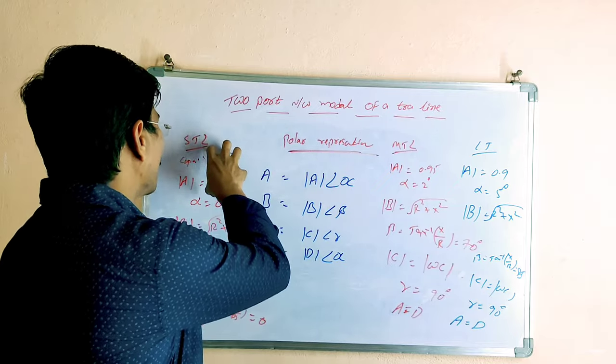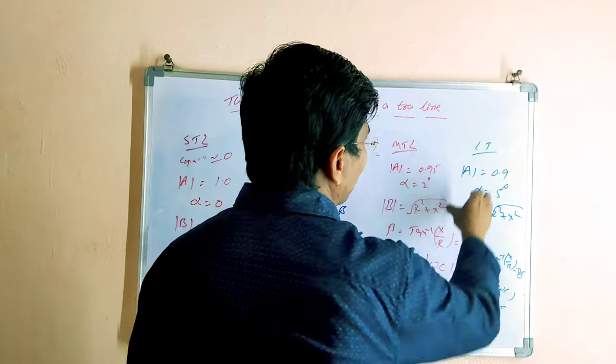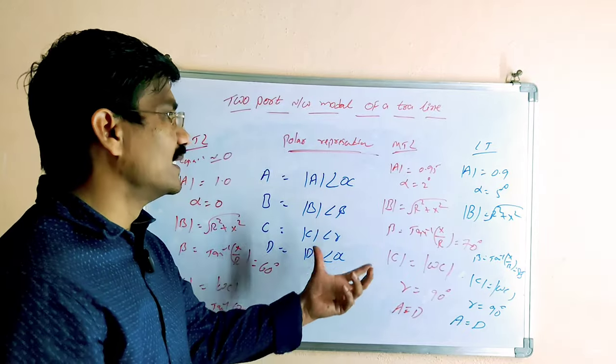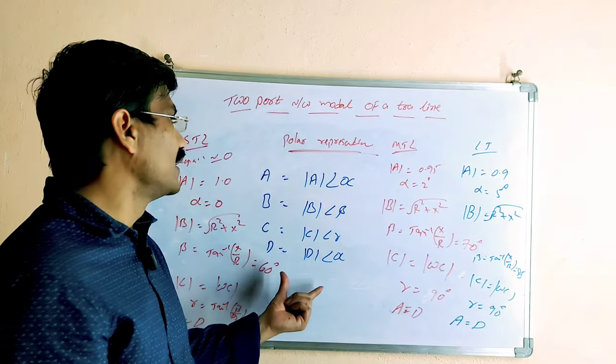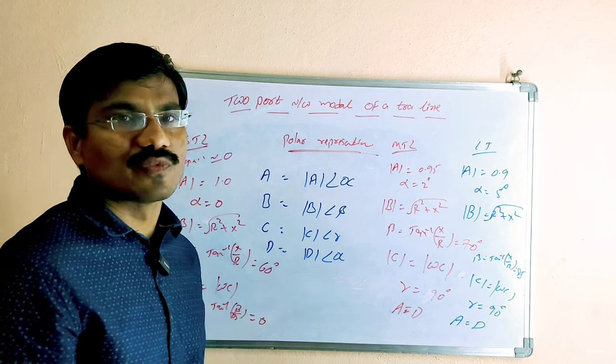These are the polar representations of the short, medium, and long transmission lines in two-port network models of transmission lines.